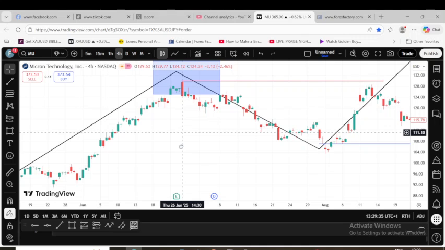And then coming here, you can see another M pattern: price comes up, comes down, comes up, and then comes down again. That's another M pattern. Switching back to the line chart, this is our final point. And we can actually see a W pattern.